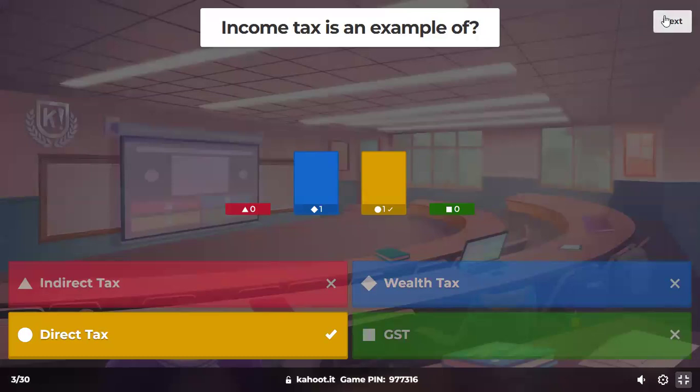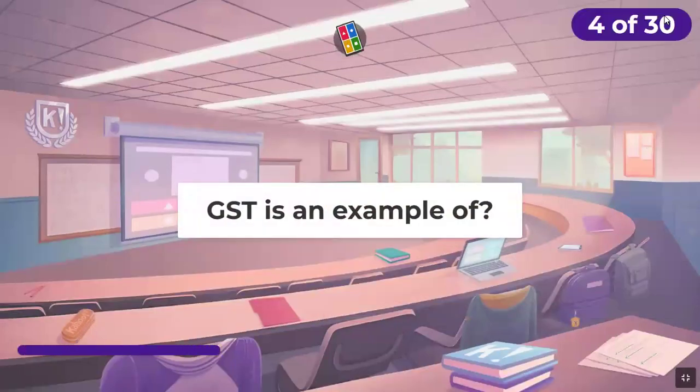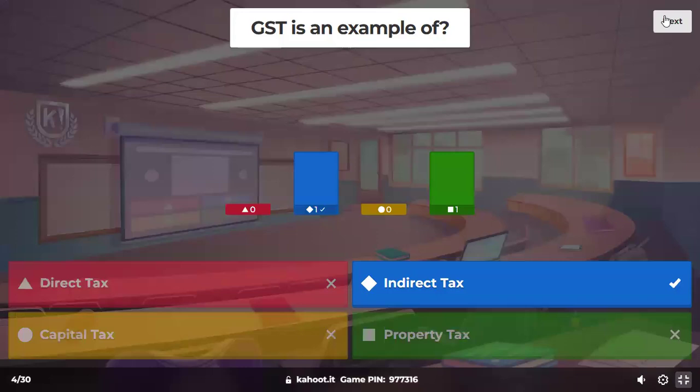Okay, I'll read the question for you. The next question is, GST is an example of: in red, direct tax; in yellow, capital tax; in blue, indirect tax; and green, property tax. Red is direct tax, blue is indirect tax. So the correct answer is indirect tax.